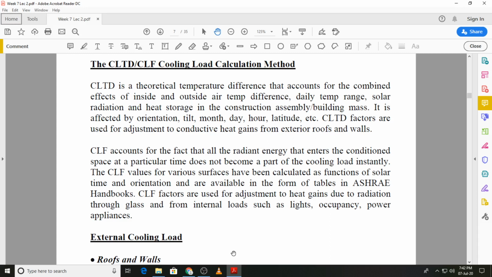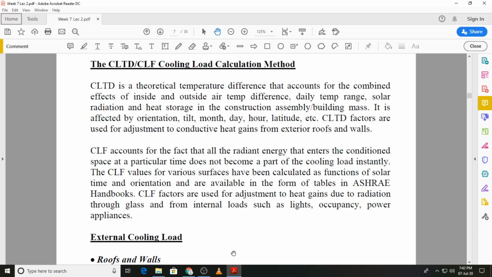However, modern day software for calculating cooling loads uses a different cooling load estimation method, the heat balance method, for example, but that requires the solution of a large number of equations in an iterative manner, and that is suitable for computer-based solution. Manually, the method that we are going to go through is the CLTD-CLF cooling load method. The CLTD stands for cooling load temperature difference, whereas CLF stands for cooling load factor.